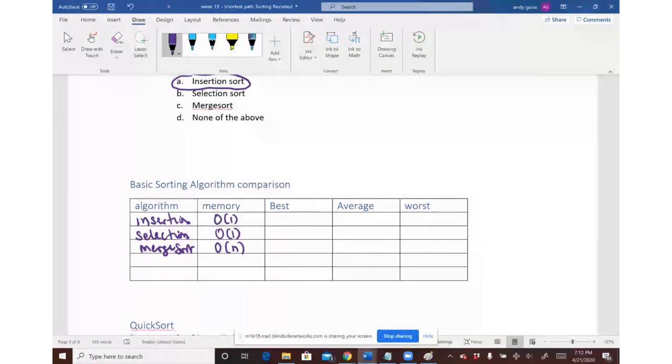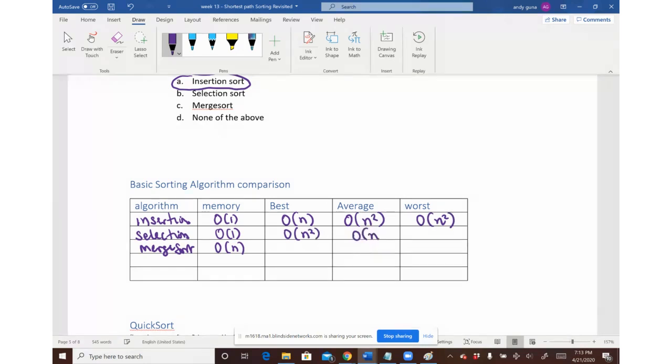The best case for insertion sort is linear. That is when the array is almost sorted. The average case is n squared, and the worst case is also n squared. For selection sort, all 3 are n squared.